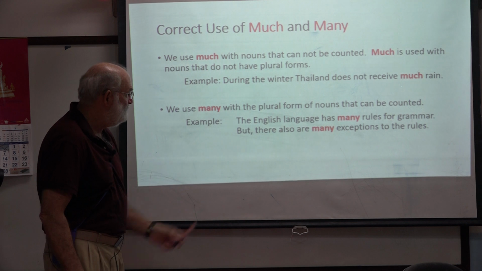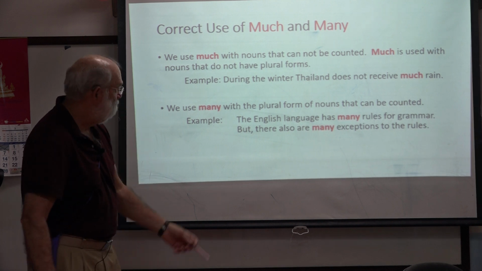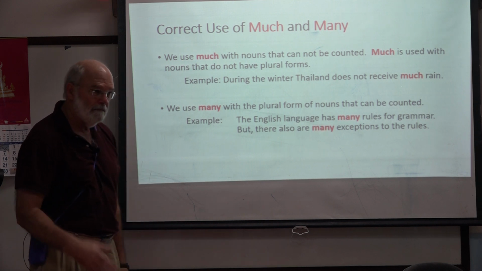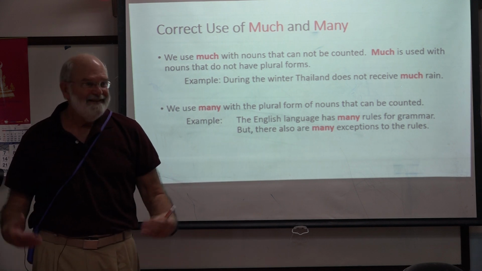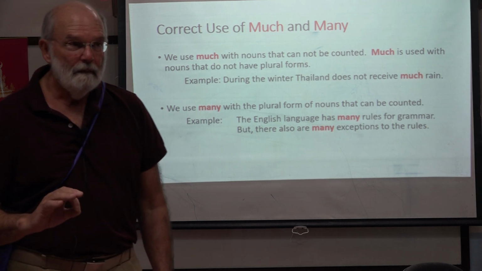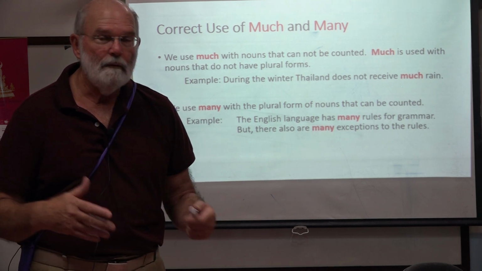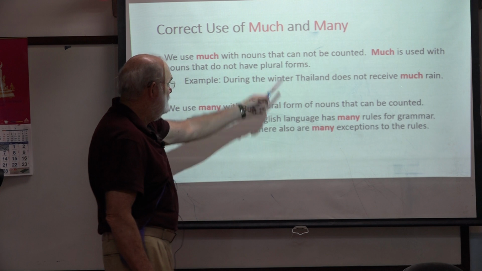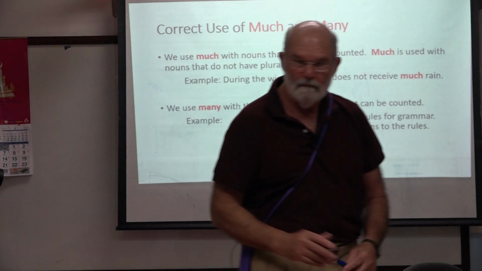We use many with the plural form of a noun that can be counted. So in English we have many rules for grammar. But there are also many exceptions to these rules. So we use many when we're referring to a noun that can be counted, and it is used with a plural form of that noun. We use much with a noun that cannot be counted and does not have a plural form. Okay? Simple rule.